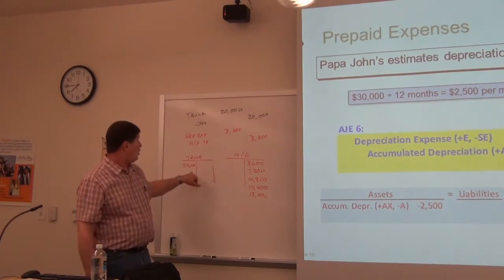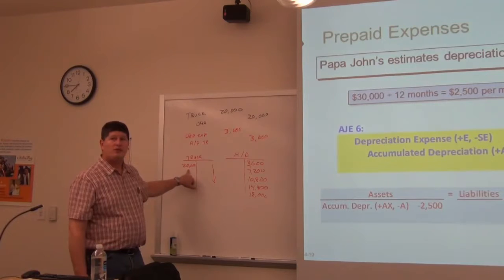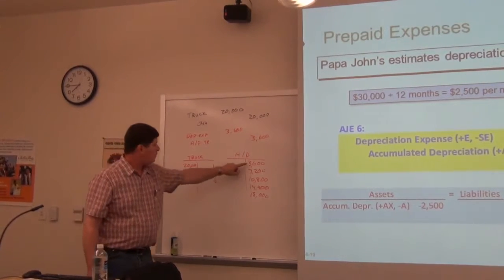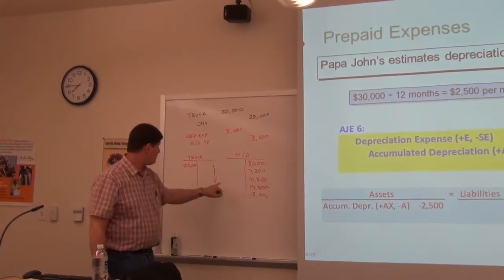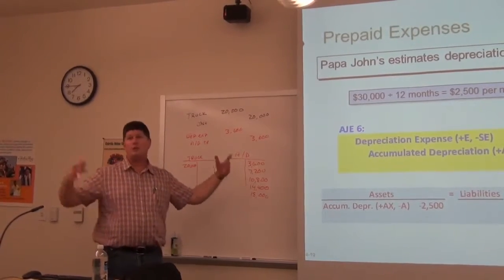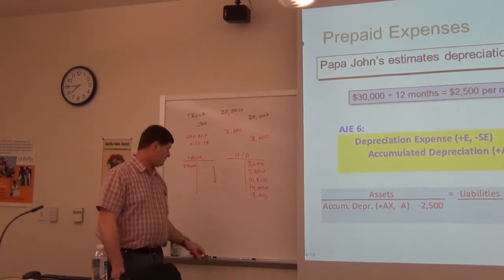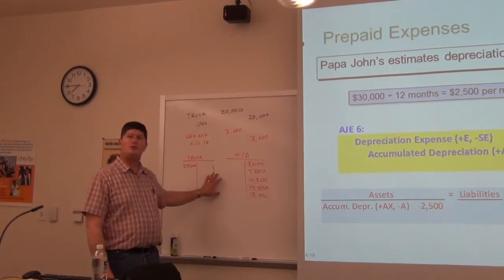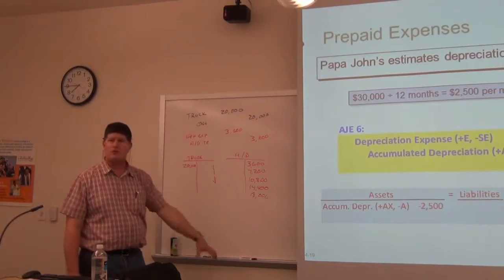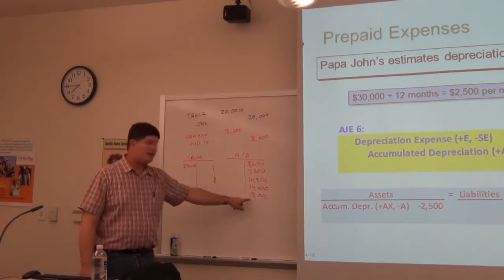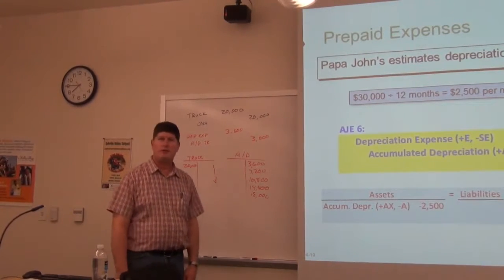Remember, our salvage value was 2,000. 1, 2, 3, 4, 5. This is the last year. This is the ending balance. 20,000 minus 18 equals salvage value. And that salvage value stays on your books until you sell the truck. You just stop right here. But in total, that balance drops over time and at the end becomes equal to salvage value.